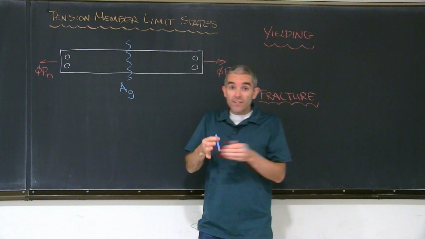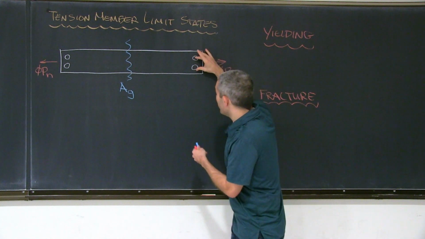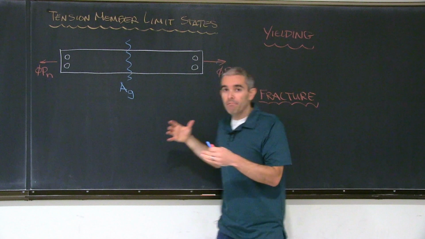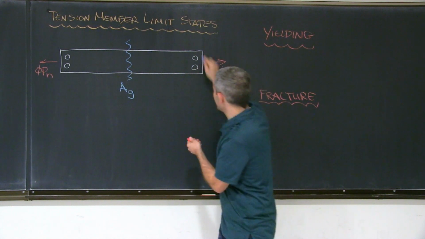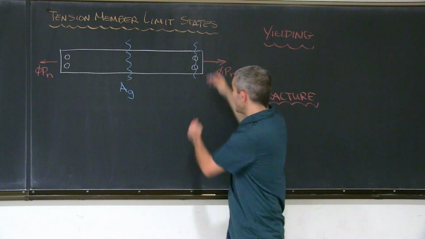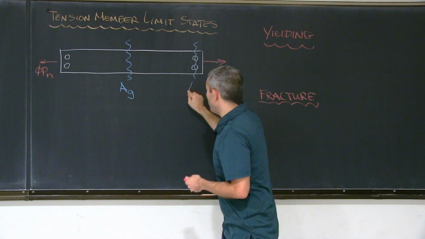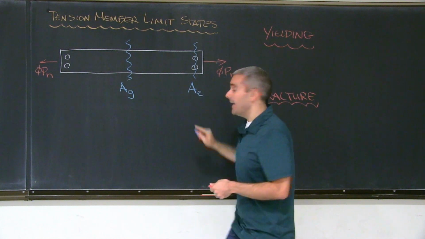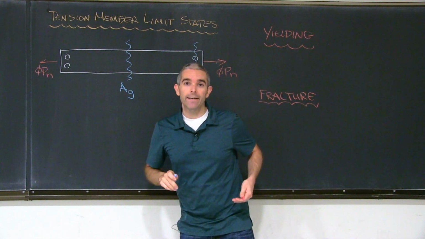Now, fracture occurs at our connections, right? In fracture, we have total member separation. So what would happen is we get some sort of split in the member right through the bolt holes because that has the lowest area, and we say that that is through the net section, and in steel design we call this the effective area.